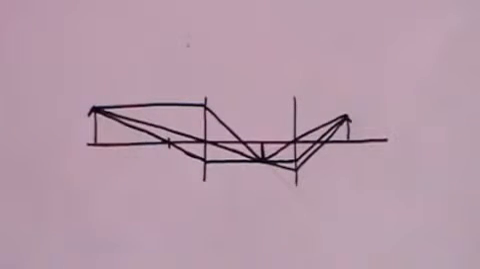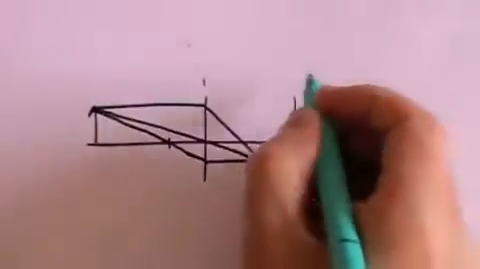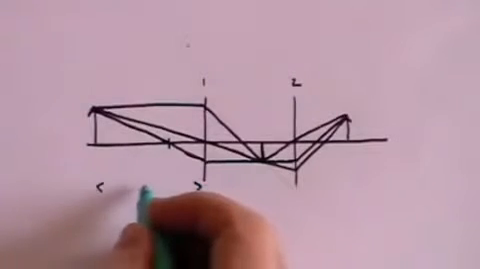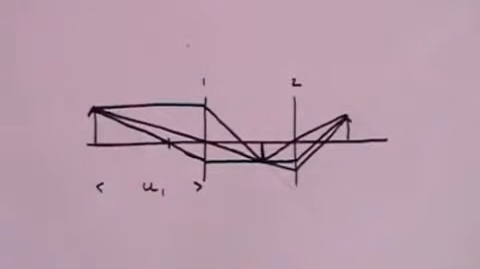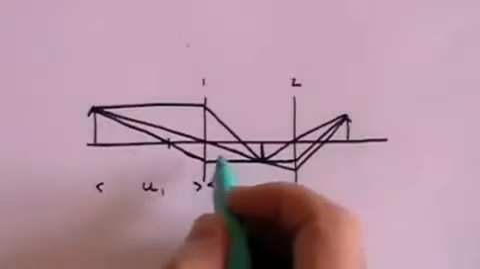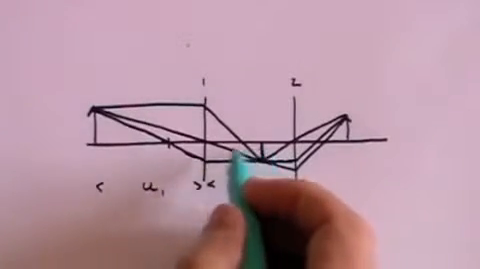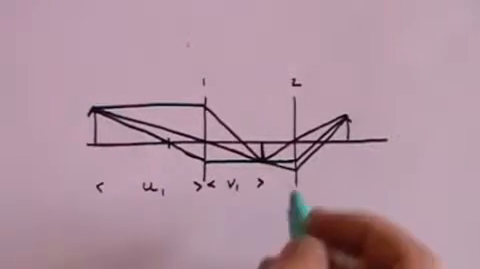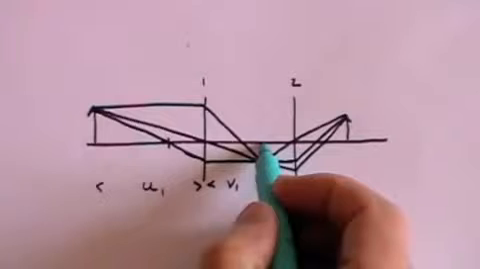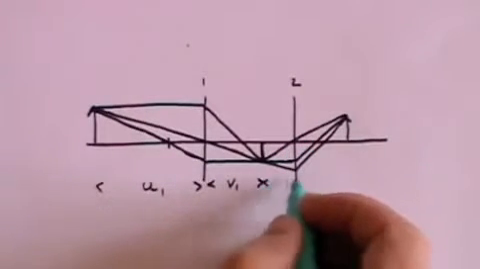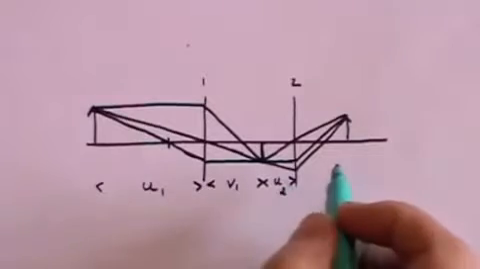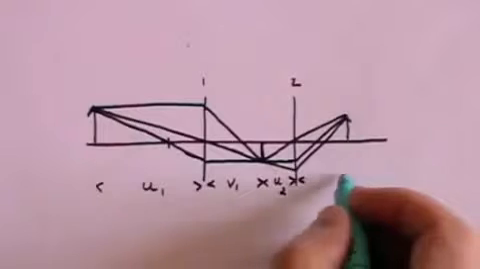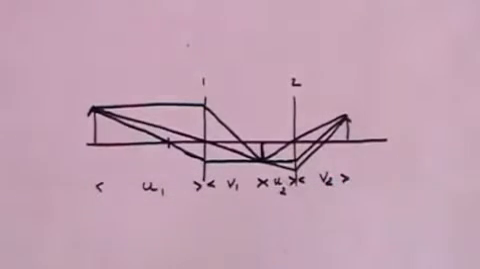Now if we look at the two lenses, we can say that if this is lens number 1 and this is lens number 2, then the distance from the object to the first lens we'll call U1, and the distance from the image of this lens to this lens we're going to call V1. Then the distance of this image, which now becomes the object of this lens, to that lens is U2, and the distance from the lens to the final image is V2.